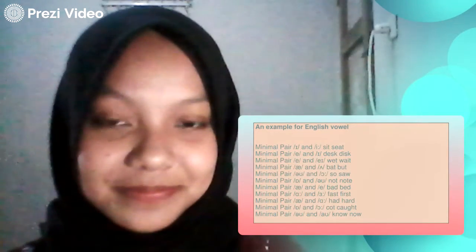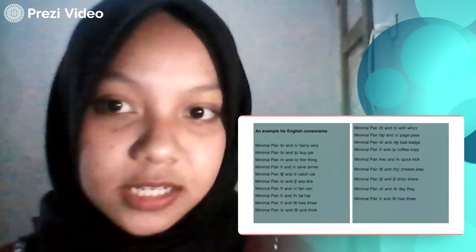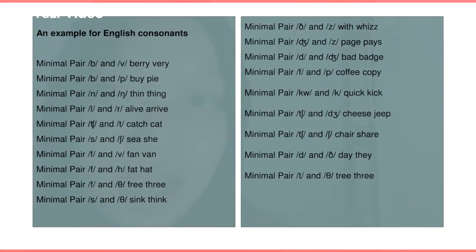Next, an example for English consonants now. Minimal pair B and V, for example, is berry and very. Minimal pair B and P, for example, is buy and pie.